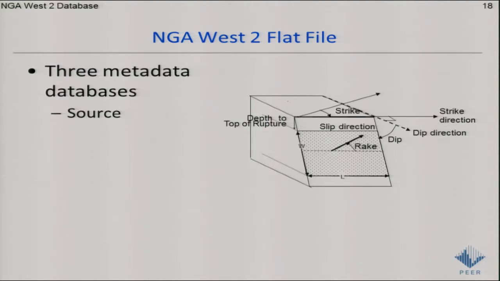The first database is the source database. It records the source information: the magnitude, the hypocenter location, the depth to the top of rupture, which is shown here on this graphic to your right, and then the rake, the dip, and the strike, the length and the width of the fault plane. But also, the source database has much more than that. There were many alternative hypocenter locations that were considered. But what we fed into the flat file was the preferred information and only a subset of the key information.